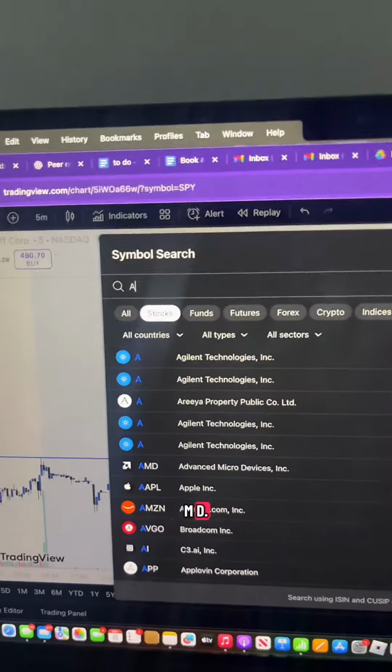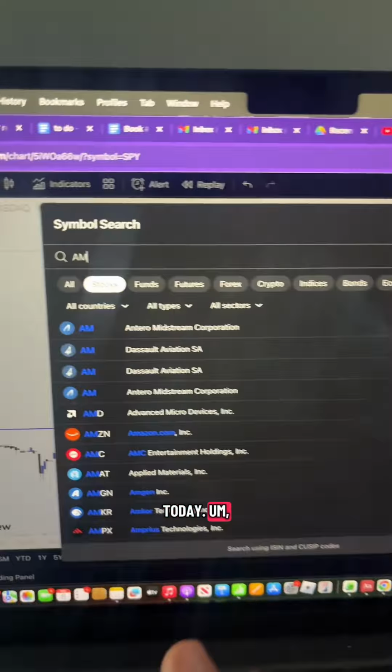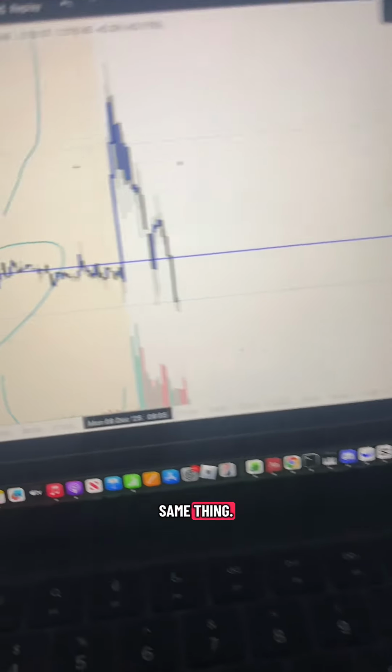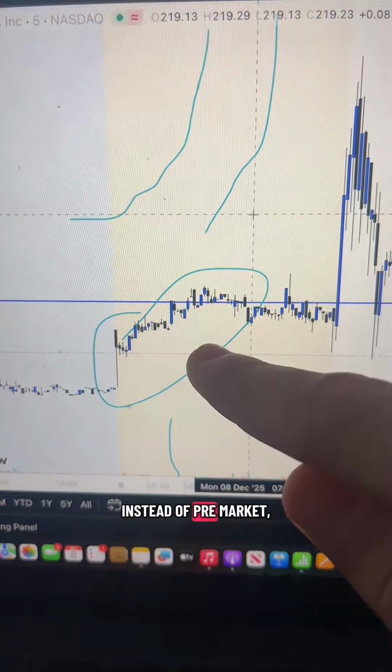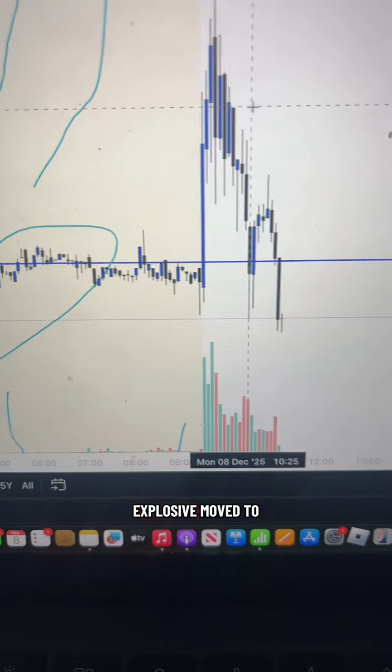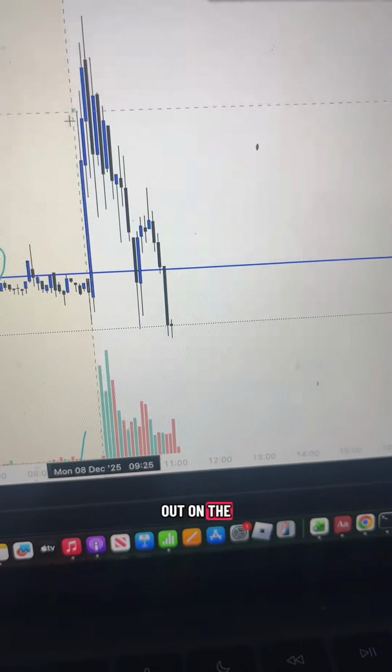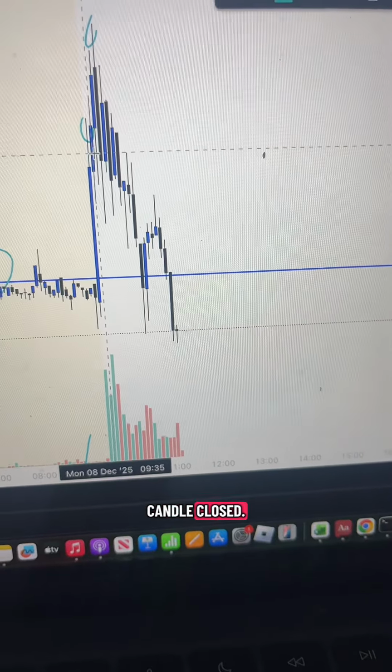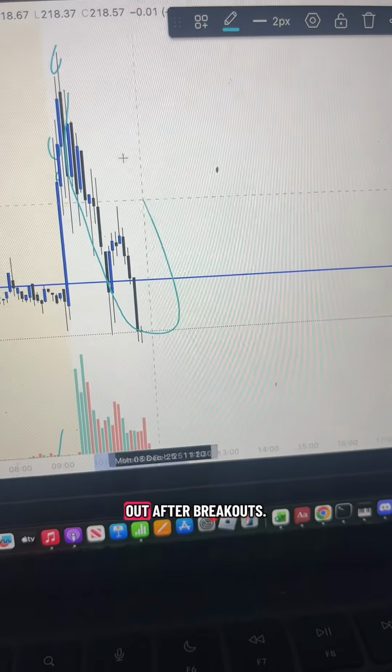Let me show you guys AMD that we took today. As you guys can see, it was literally the same thing. We had this strong gap up inside of pre-market, and then boom, explosive move to the upside, and then we scaled out on the way up after that 5-minute candle closed, because eventually most stocks do fake out after breakouts.